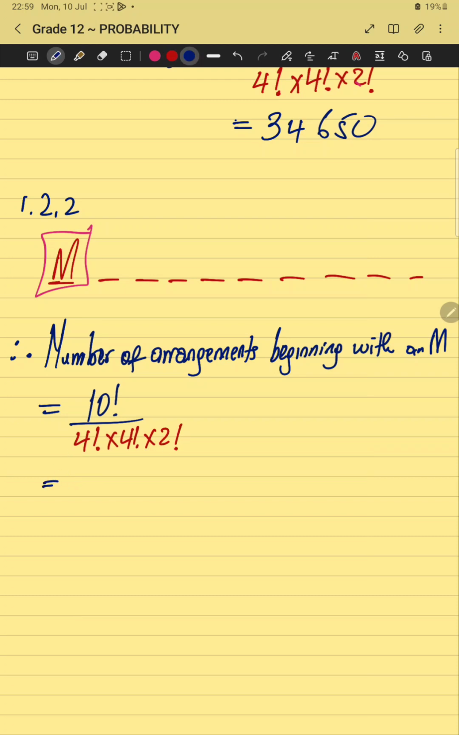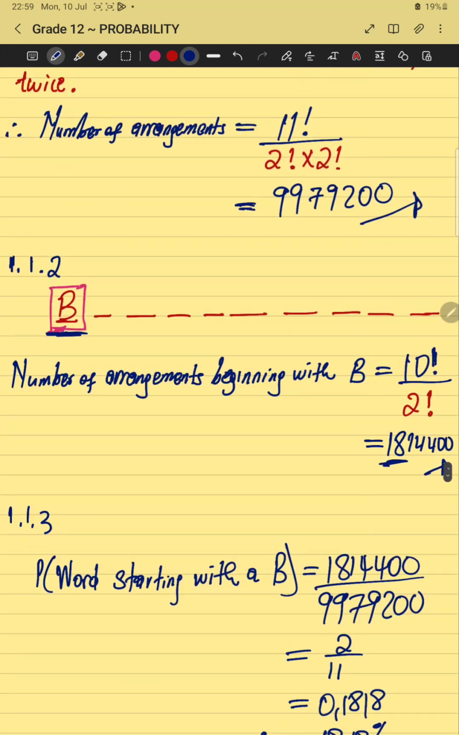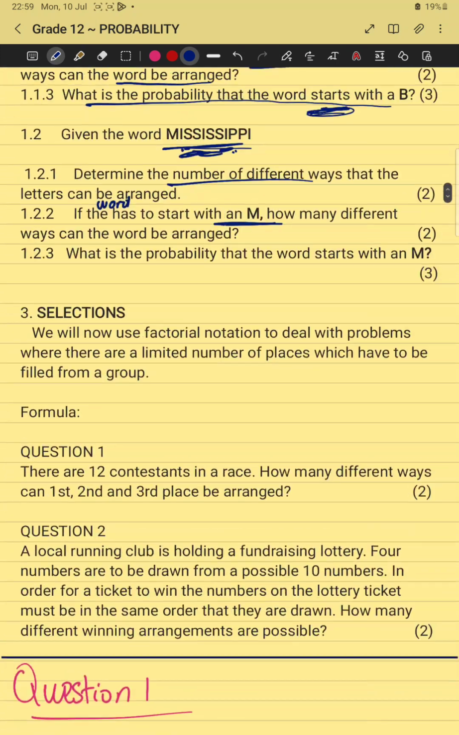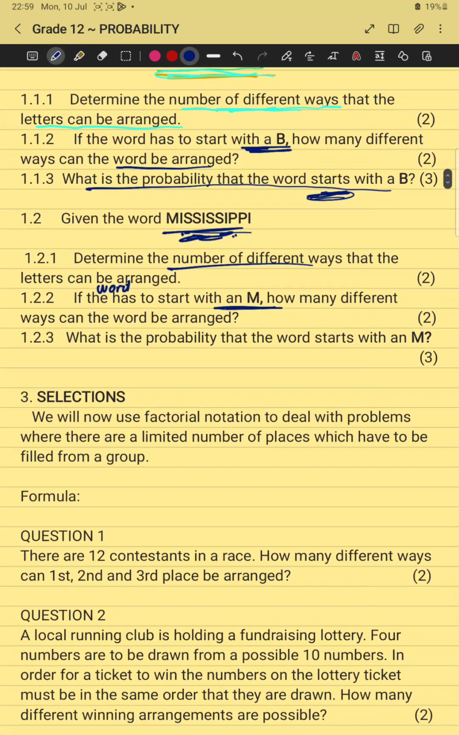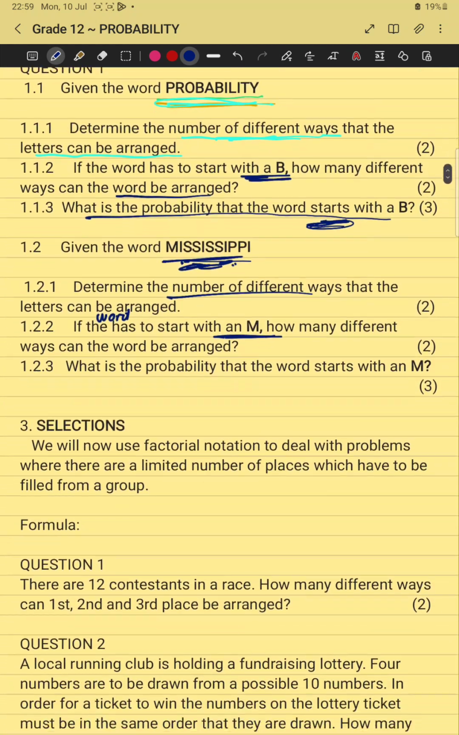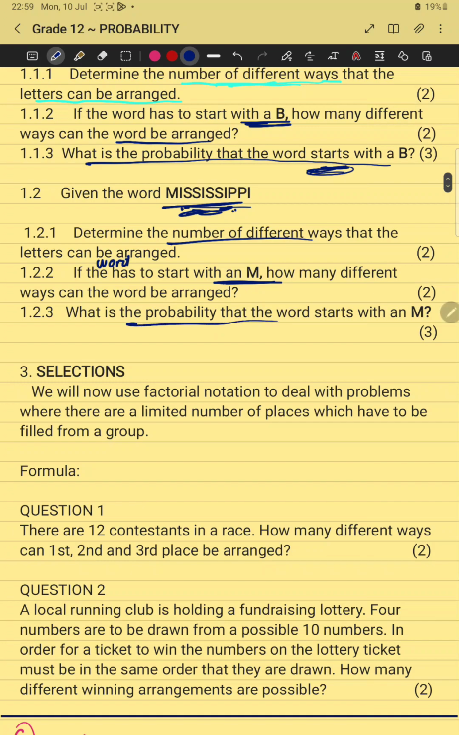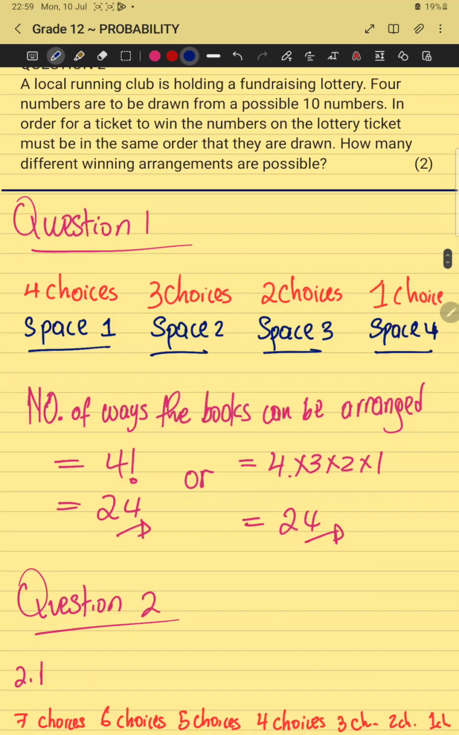And then the total, you can just work this out on your calculator, and you're going to get 3150. Sorry. And then the third question, not the same as 1.1.3: what is the probability?